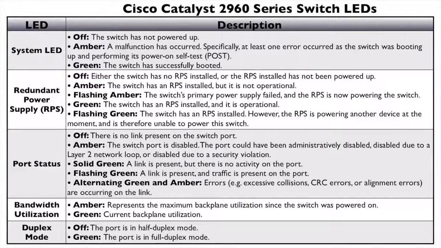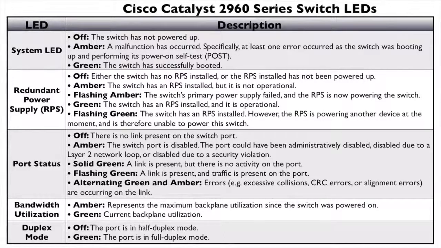We know there's no activity because it's a solid green LED. If it were a flashing green LED, that means that not only is a link present, but also traffic is being seen on that port. Now, if it's going back and forth between green and amber, that indicates errors that have been seen on that port. Maybe we have an excessive number of collisions, cyclical redundancy check (CRC) errors, or alignment errors.